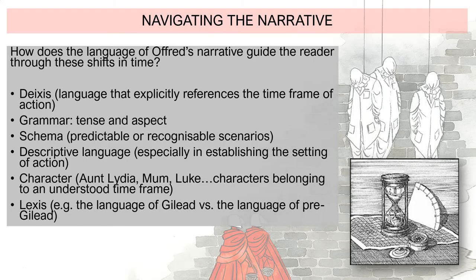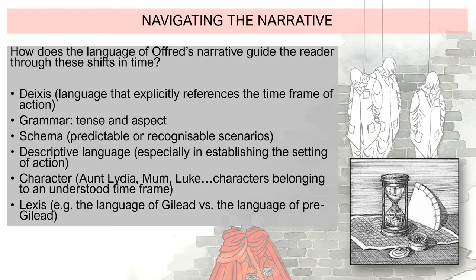Descriptive language, and particularly settings. Settings can be used very effectively, just as a filmmaker changes scene when they want to move within their narrative, so does an author with the description of setting. Characters are also triggers to understood time frames. For example, Aunt Lydia is always an indication of the education that Offred received in the Red Centre, whereas characters like Mum, Luke and her daughter belong to a time frame that we already pre-understand.